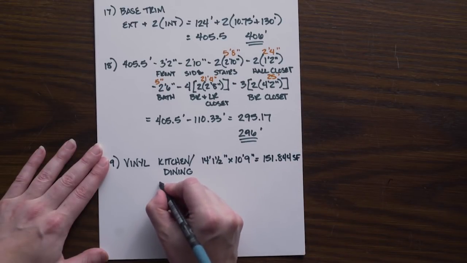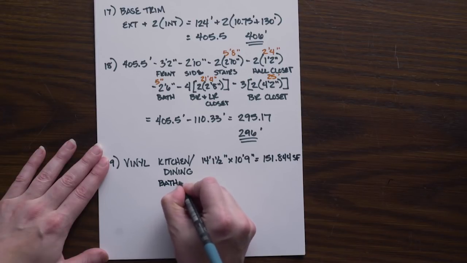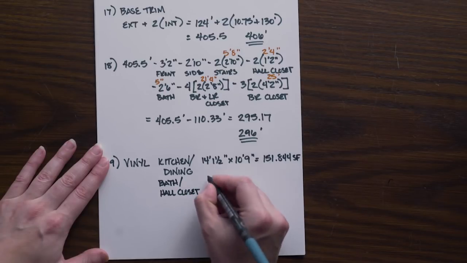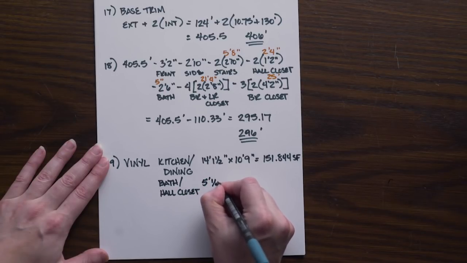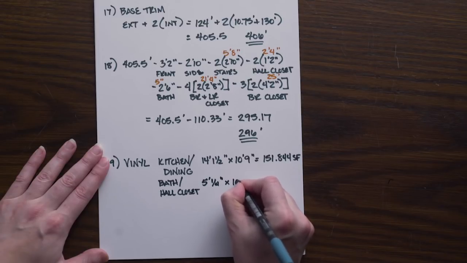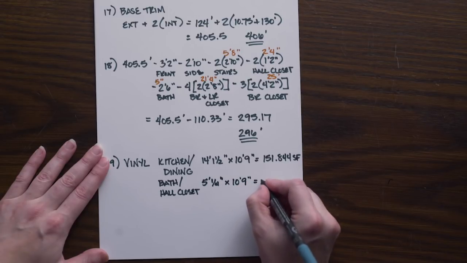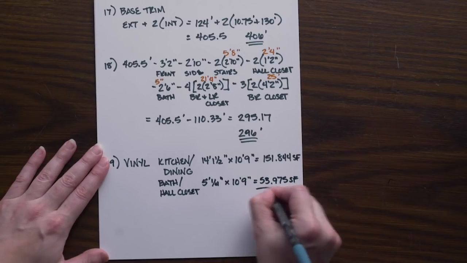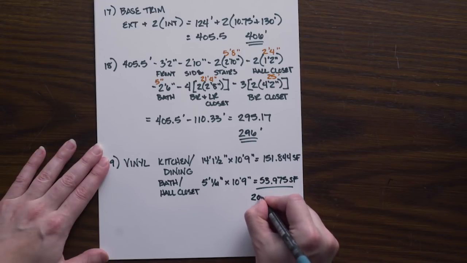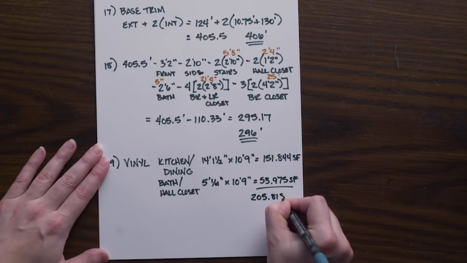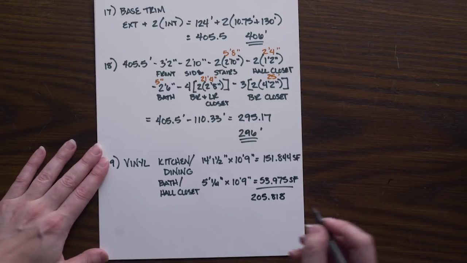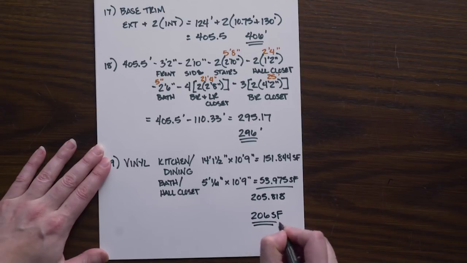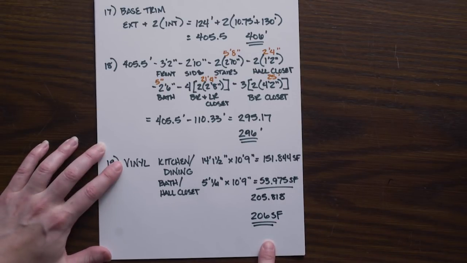And then for our bathroom and the hall closet, we have our 5 feet, 1/4 inch by 10'9", 53.975 square feet. And we have then 205.818. So roughly 206 square feet of vinyl flooring for Plan 100.